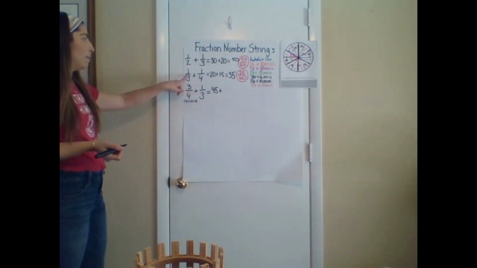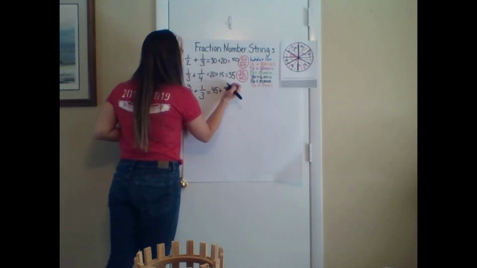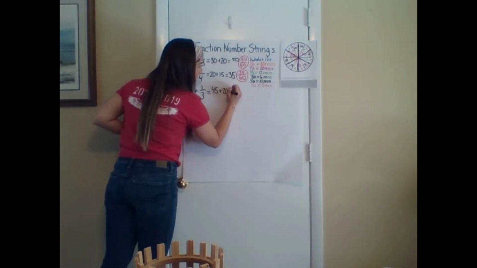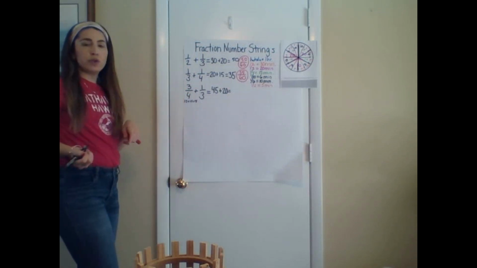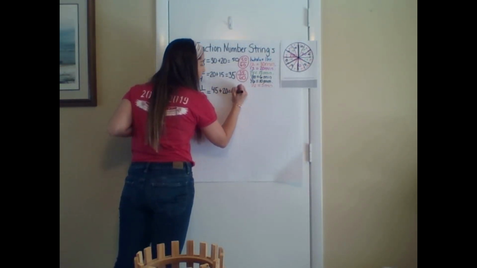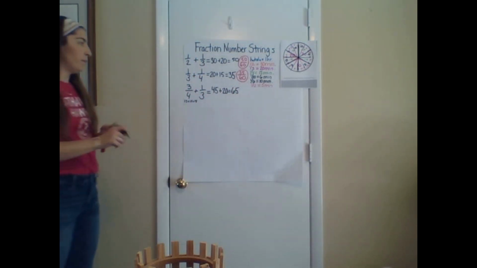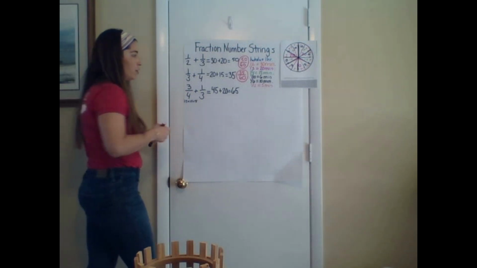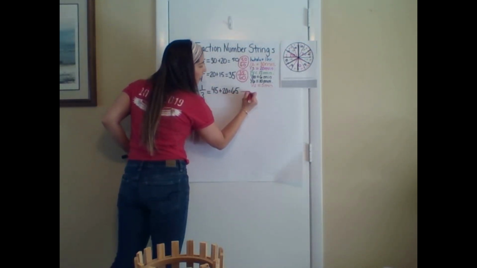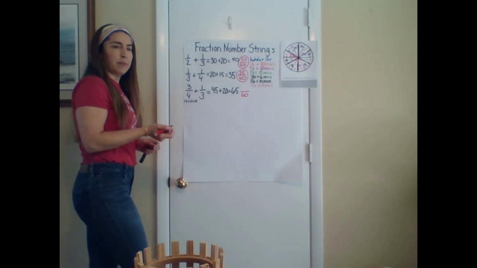And of course, looking at my other problems, 1/3 of an hour is equal to 20 minutes. If I add those two together, 45 plus 20 equals 65. Now to turn this into a fraction, just like the other two, we take our answer and place it right over the total number of minutes in an hour.